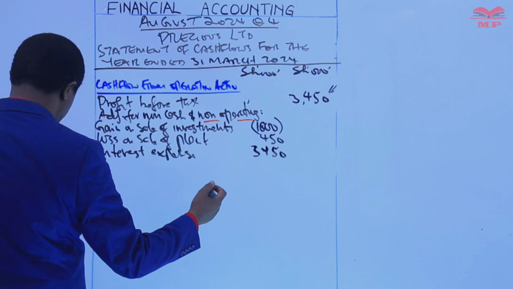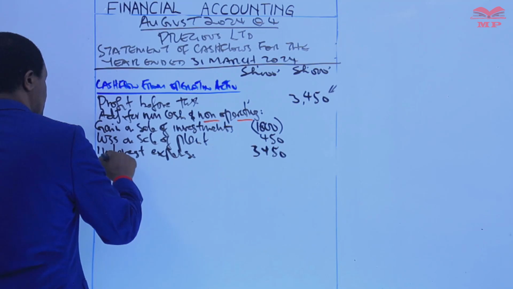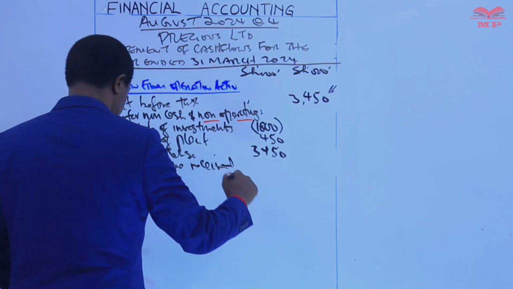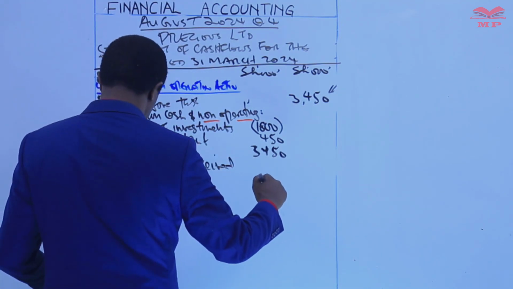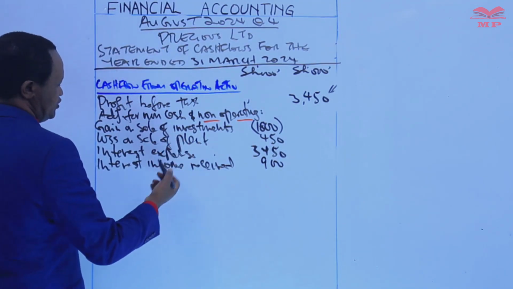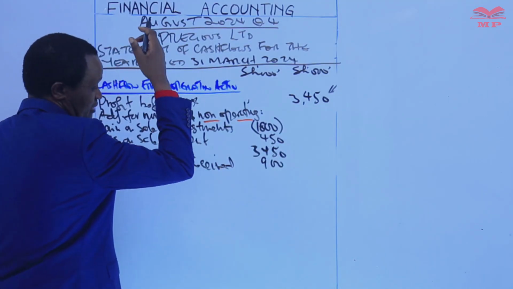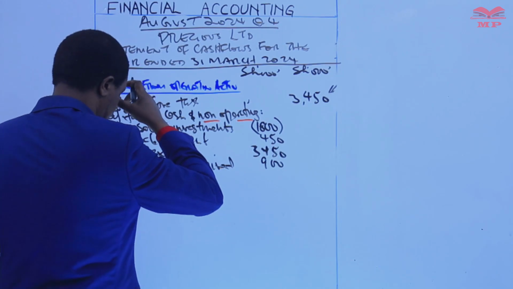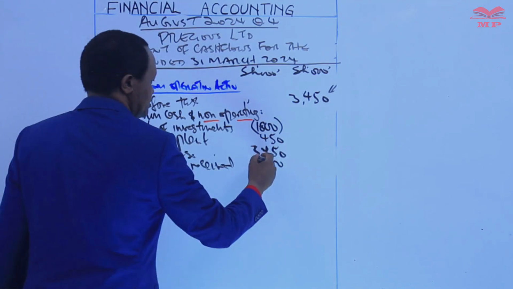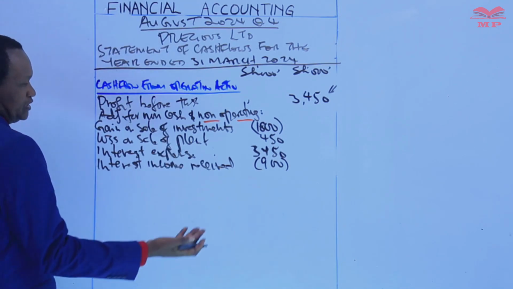Then we also have the interest income received. What is the amount? Interest income received, the amount is 900. When the interest income was received, the accountant added it to the profit. Therefore we have to remove it because it is not an operating activity. So we have to deduct it.